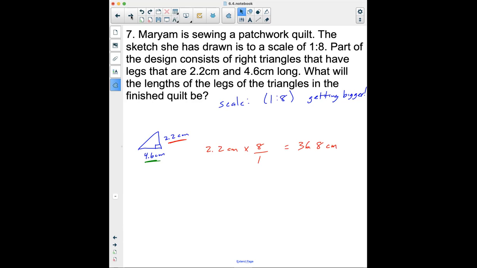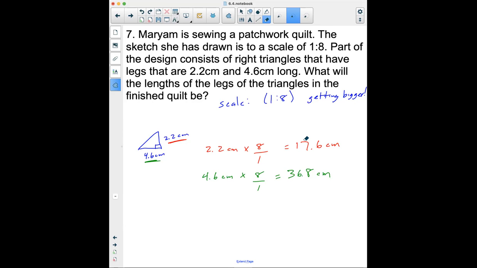Now let's do the base. So 4.6 centimeters times 8 over 1. That is equal to, oh shoot, I got those numbers mixed up. Okay, so 2.2, I apologize. 2.2 times 8 is 17.6 centimeters. And then 4.6 times 8 is going to be 36.8 centimeters. My apologies.